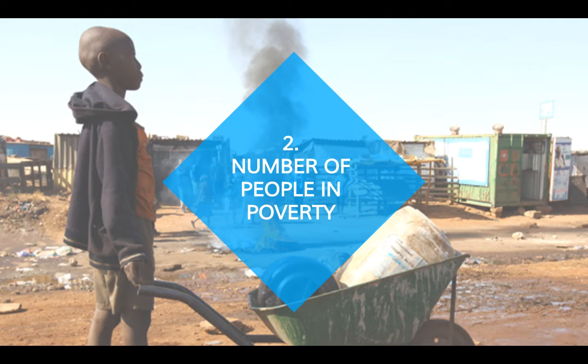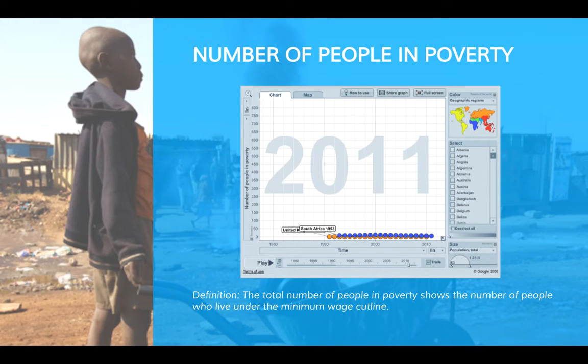Number 2. The number of people in poverty. The total number of people in poverty shows the number of people who live under the minimum wage cut line. The number of people in poverty were very similar between the UK and South Africa. The data shows that there was a slightly higher rate of people in poverty for South Africa, but it can be seen that the statistic has been mitigated over the past few years.